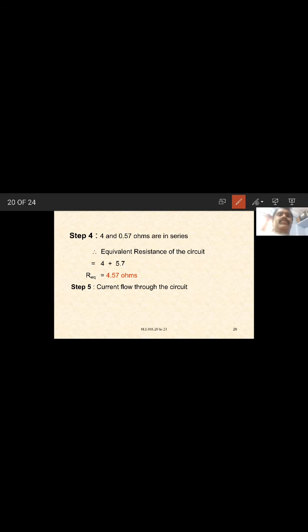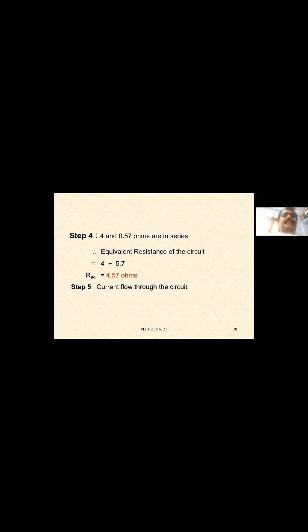So 4 and 0.57 ohms are in series. So the equivalent resistance of the circuit is equal to 4 plus 0.57, which gives 4.57 ohms. So the current flowing through the circuit, which is called I, is equal to V by R, that is equal to 60 by 4.57, which is equal to 13.13 amperes.